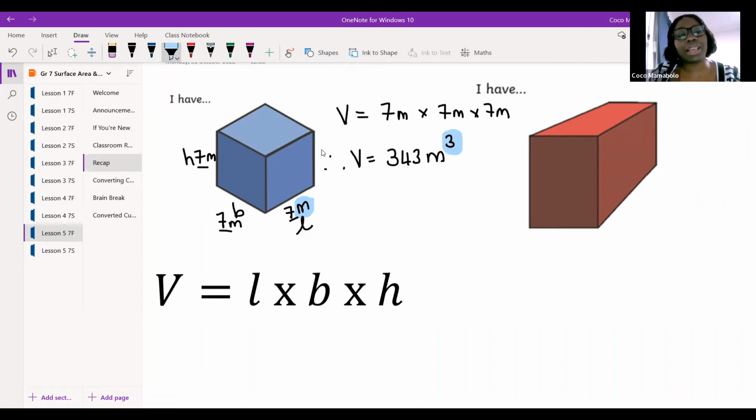Okay, can I get a thumbs up, thumbs down in the chat? Are we okay with calculating for the volume of a cube?